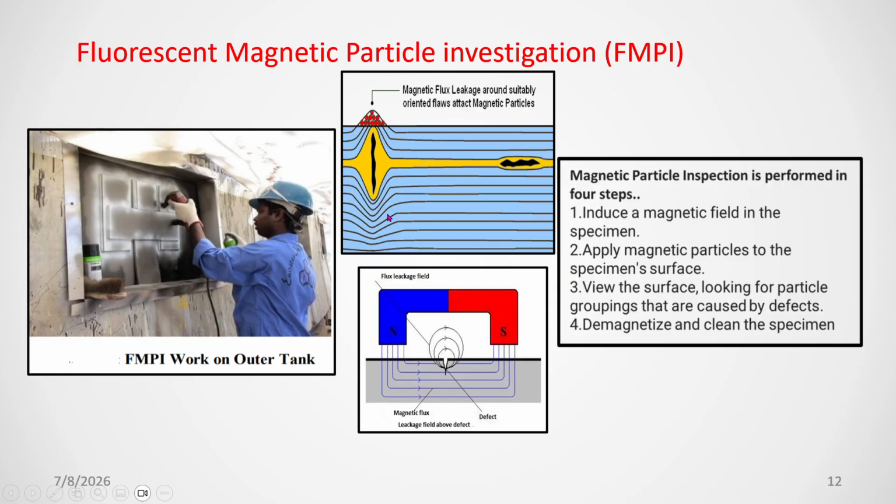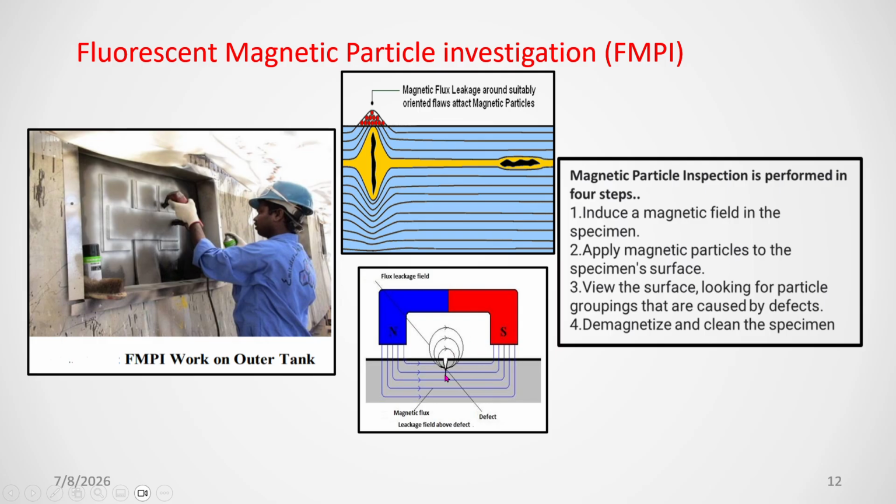This is the magnetic particle test. You see, this is the magnetic particle test. Here we have to magnetize it. This is the magnet we have to apply. This is the welding joint where you have to apply it. You have to create a magnetic field. Then you apply the magnetic particles.